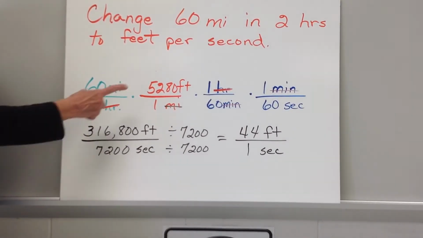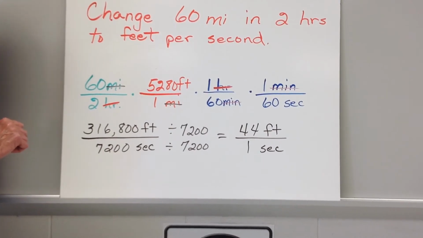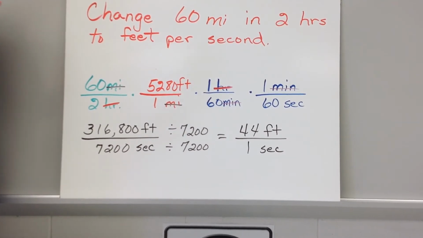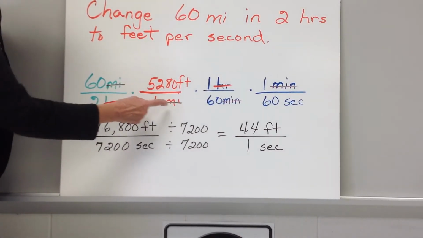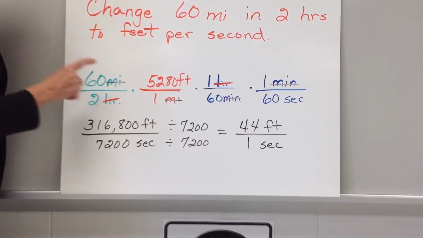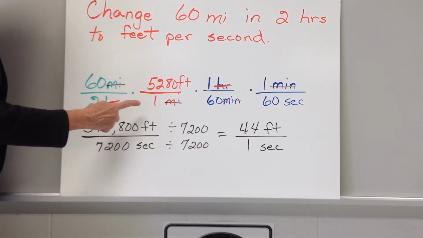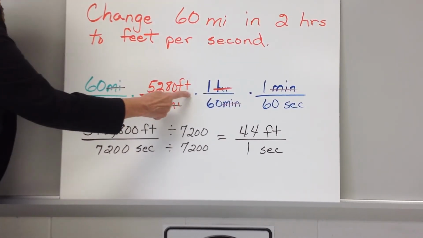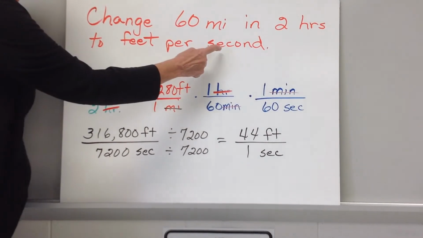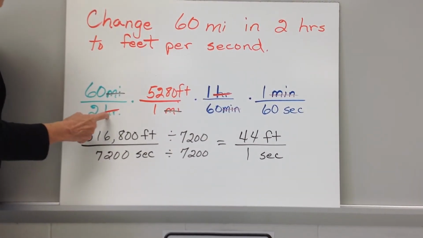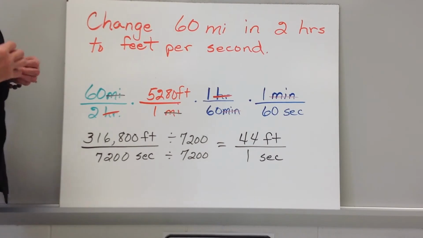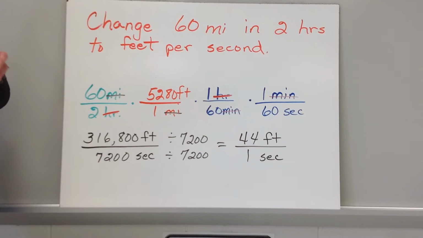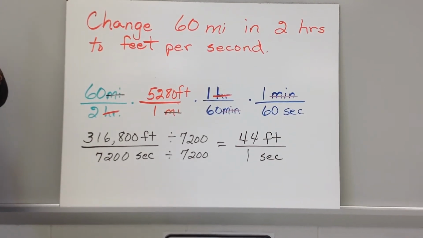Our conversion factor said there were 5,280 feet in 1 mile. How do I decide which goes in the numerator and which goes in the denominator? I want to get rid of miles. So 5,280 feet goes in the numerator. I cancel out my miles. I have my feet now. I just have to get seconds. So I have hours here. I don't think going from hours to seconds. I think going from hours to minutes and minutes to seconds.